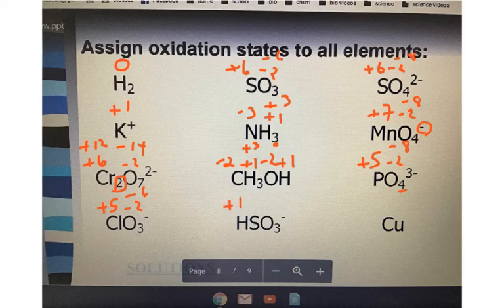Here we know hydrogen's +1, oxygen's -2 times 3 is -6. So far we have a total charge of -5. And we want a charge of -1, so sulfur has to be a +4. And then finally, the last one is just a 0 because it's like the first one we started with.